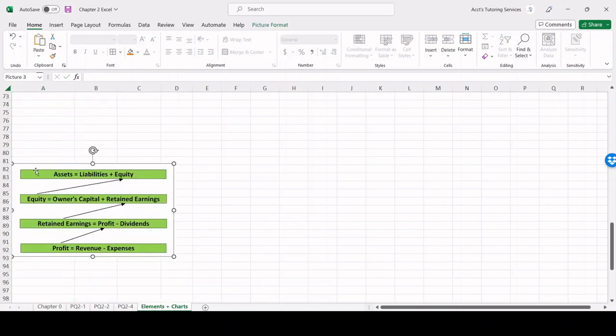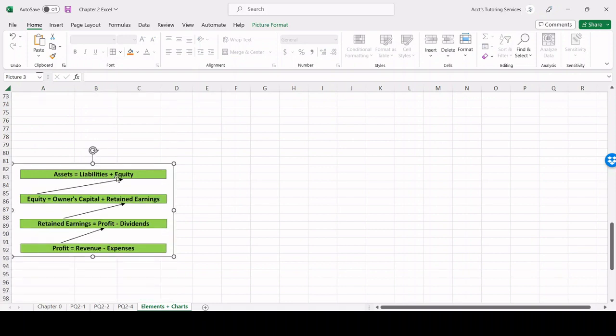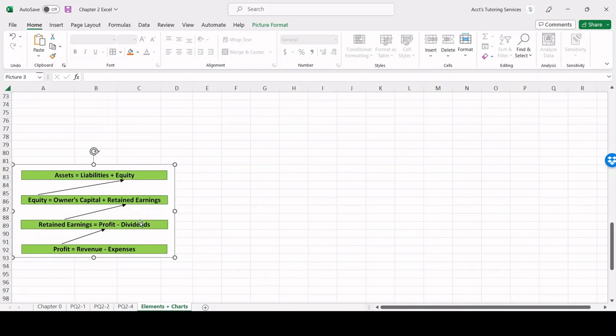Or we could start this whole chart from the accounting equation. Assets equals liabilities plus equity, and equity is a product of owner's capital plus retained earnings, and retained earnings is a product of profit minus dividends, and profit is a product of revenue minus expenses.